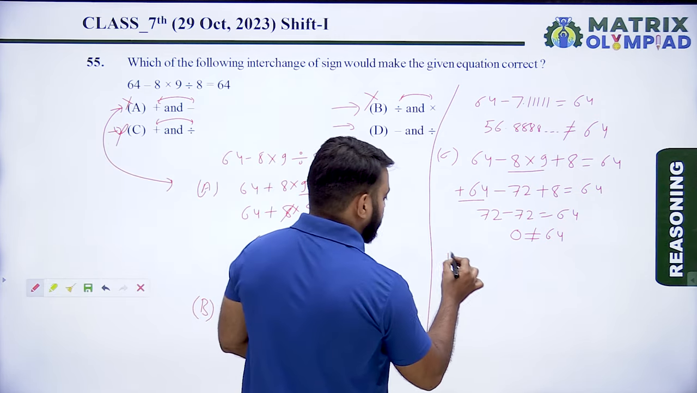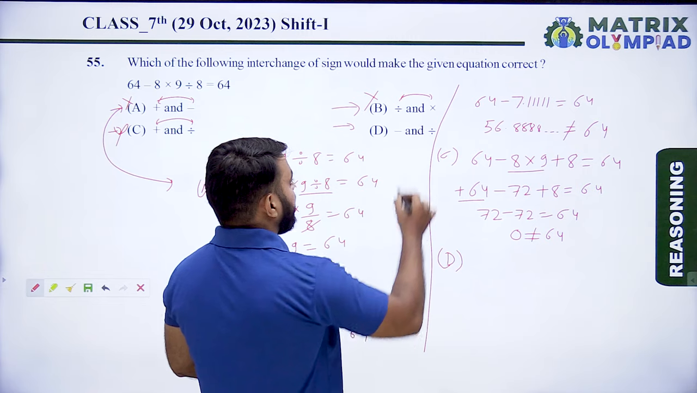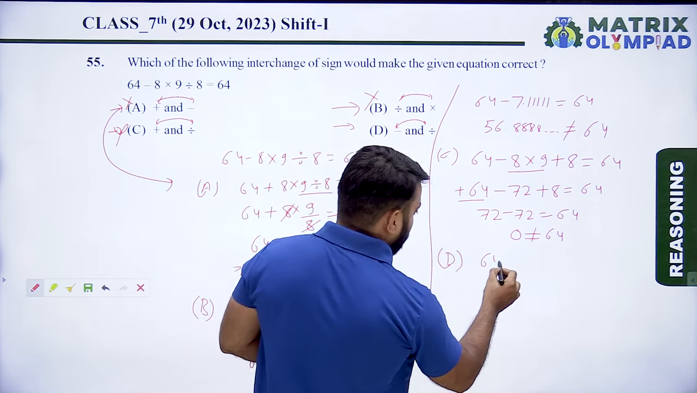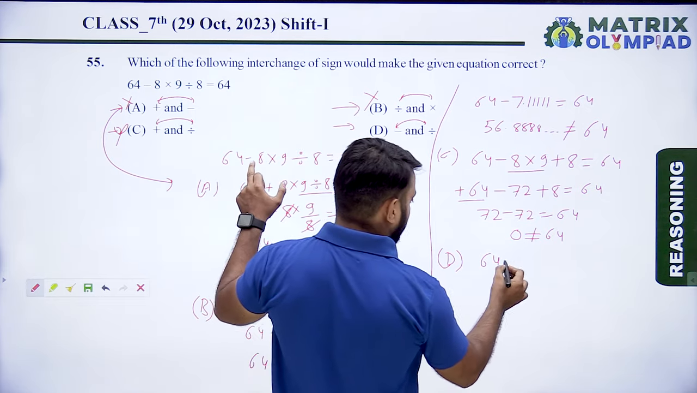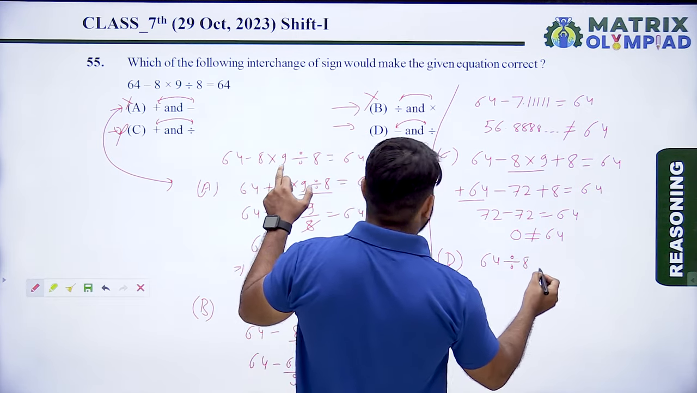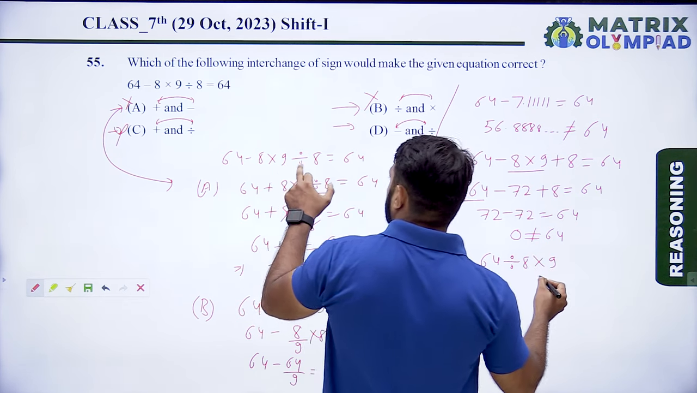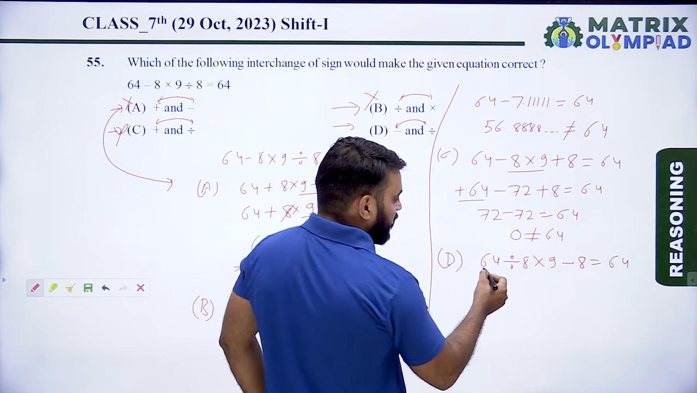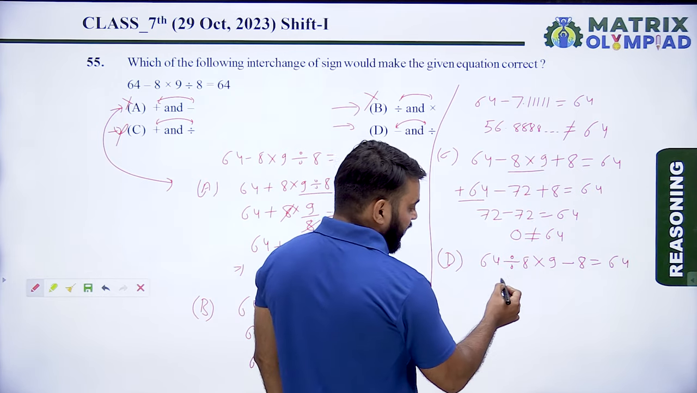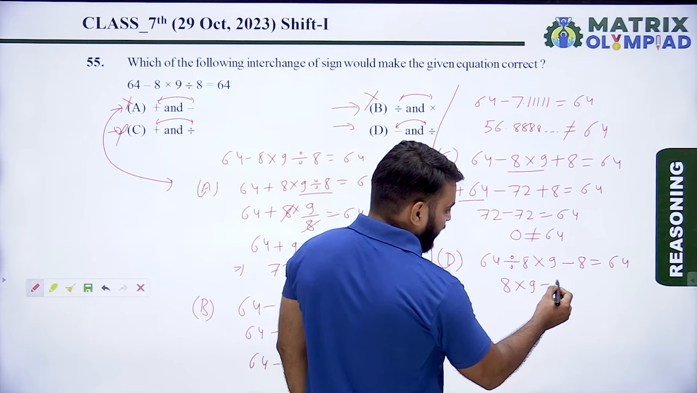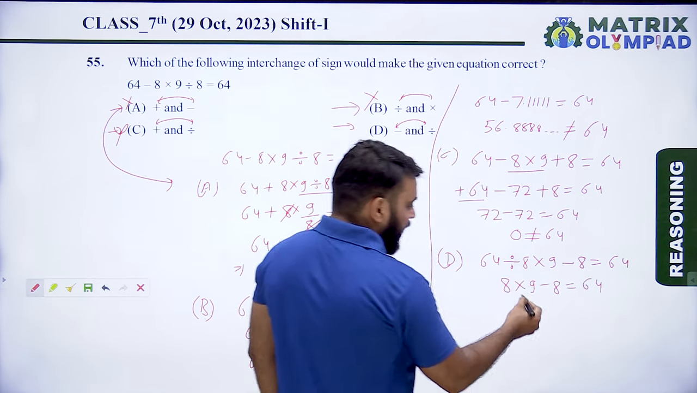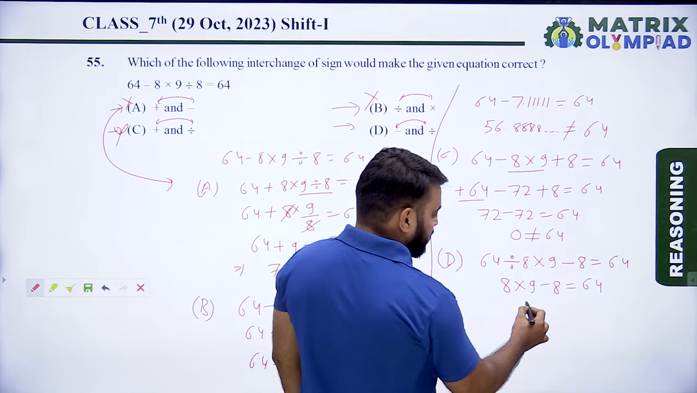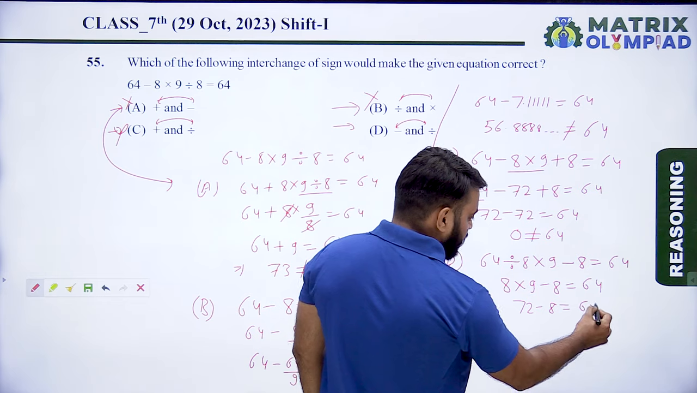Now taking option D. According to option D, interchange the minus and divide. So the equation is 64 minus means divide 8 multiply by 9 divide means minus 8 is equals to 64. 64 divided by 8, it means 8 multiply by 9 minus 8 is equals to 64. 8 multiply by 9, it means 72.